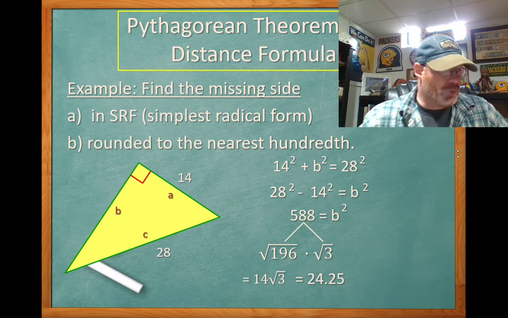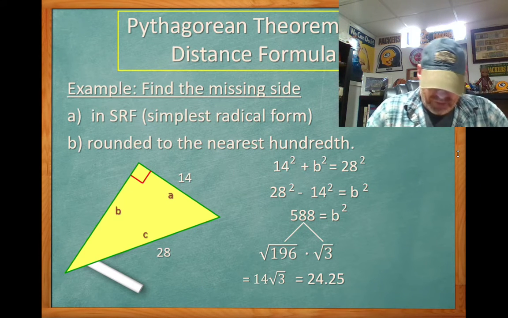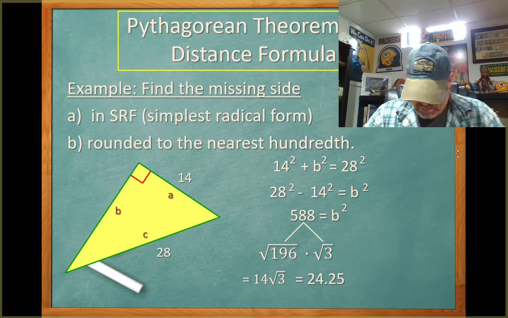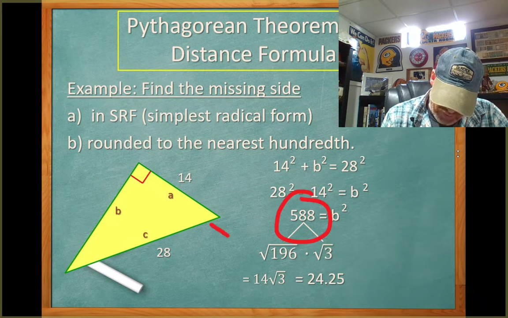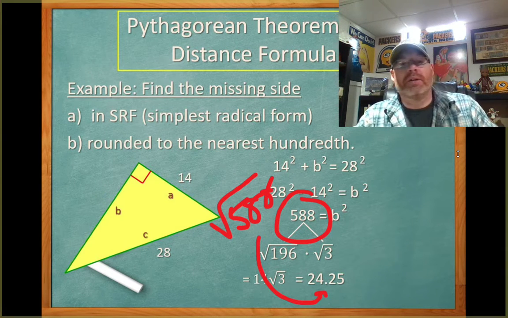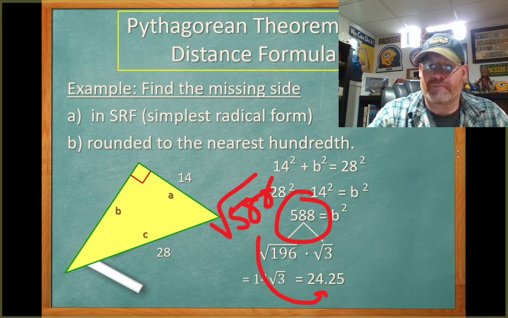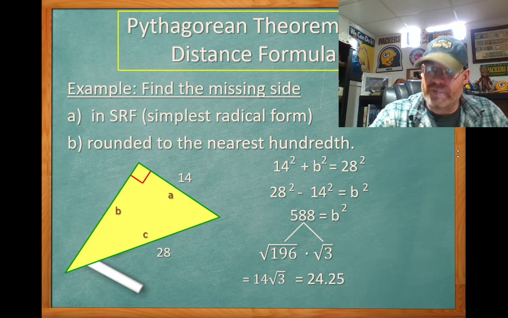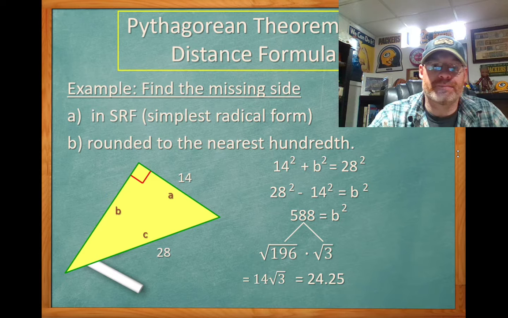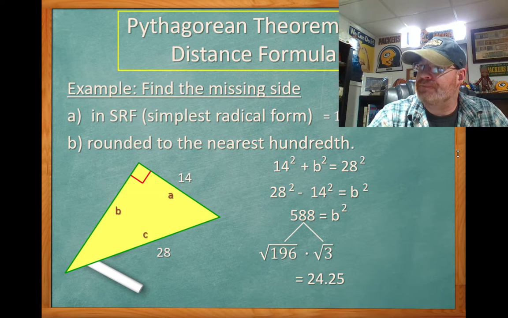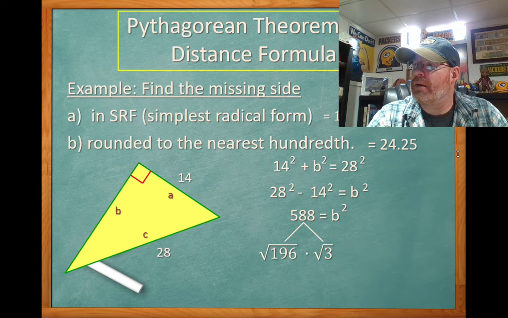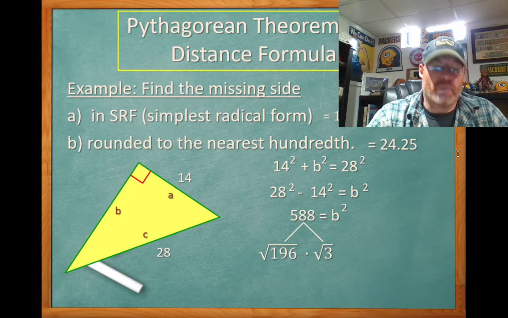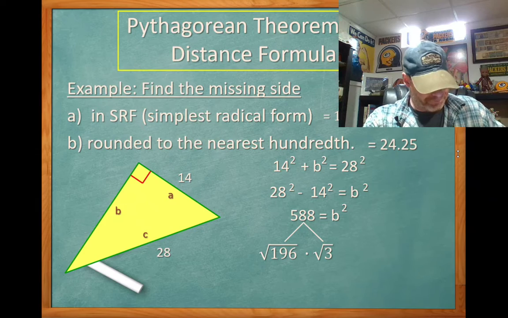All right? Rather than actually crunching out 14 times the square root of 3 on your calculator, if you just back on this step, if you just take the square root of 588, that's going to give you your answer to the nearest hundredth. So hopefully all of this is coming back to you. Yes, in simplest radical form, it's 14 square root of 3, and to the nearest hundredth, it's 24.25.